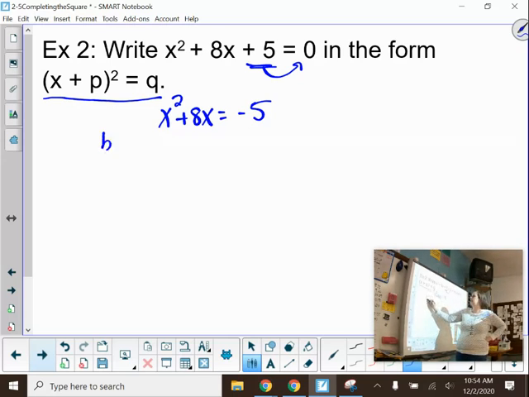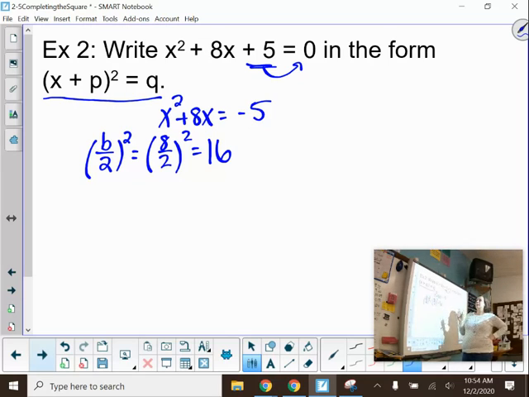Next, you need to identify your b term. Well, in this case, my b term is a positive 8. 8 divided by 2 is 4. 4 squared is 16. So 16 is the magic number that is going to complete the perfect square trinomial.